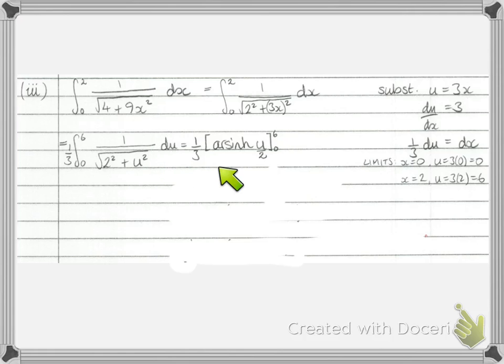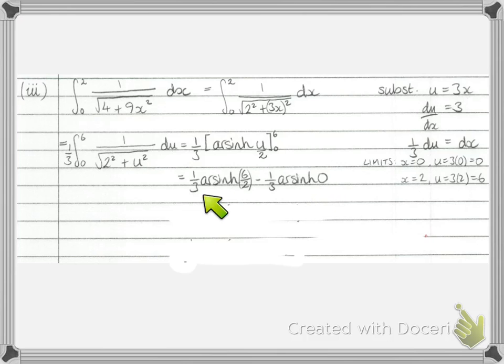So I mustn't forget that I've got this third, and then I've got arsinh of u over 2. That's a standard thing that we get in the formula book. We get arsinh of x over a for the integral of 1 over the square root of a squared plus x squared, and then I've got my limits. Now I need to show that I substitute those limits in. So first of all I substitute in that u is 6, and then I subtract what I get when I substitute in that u is 0.